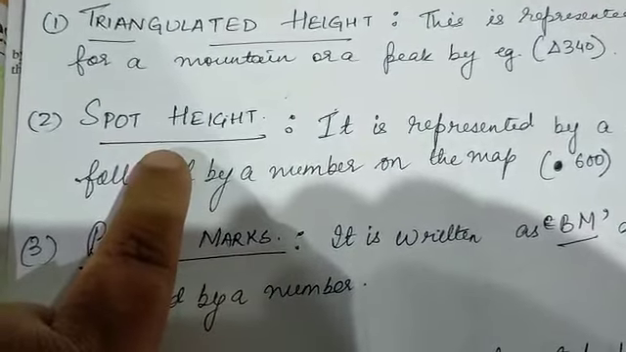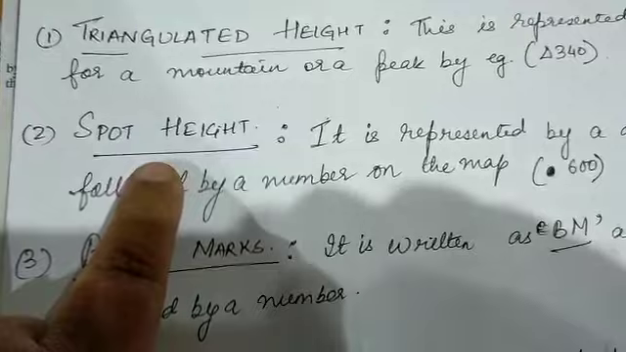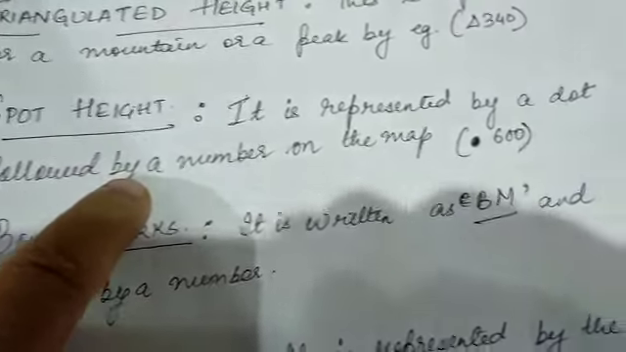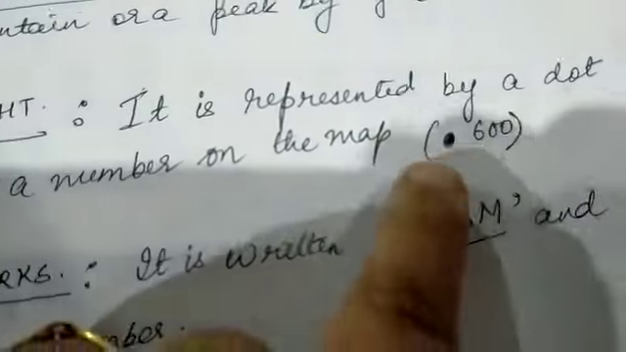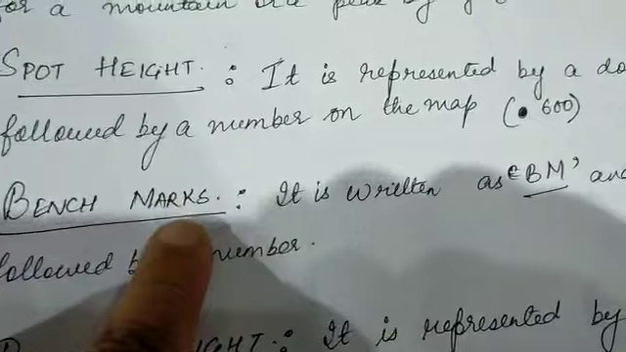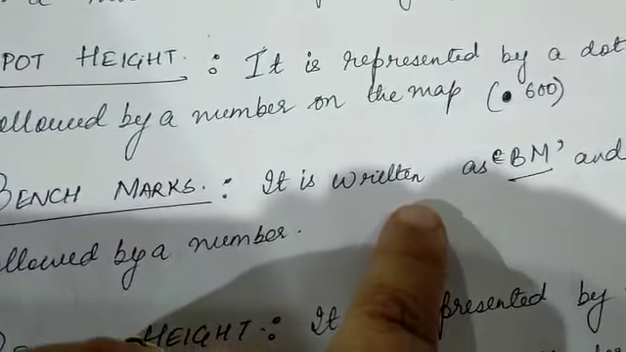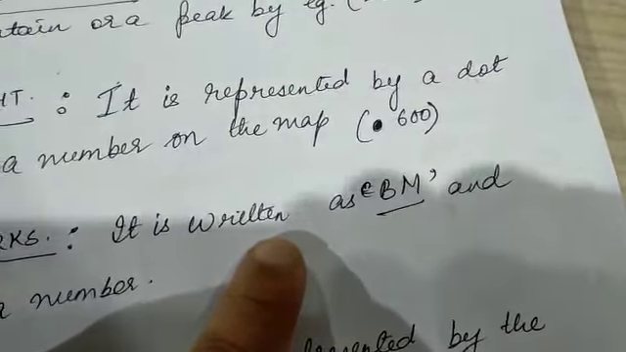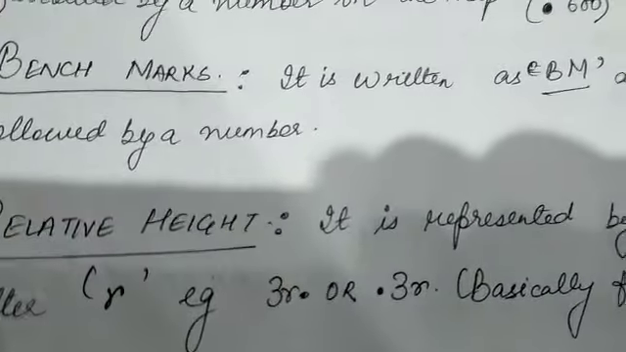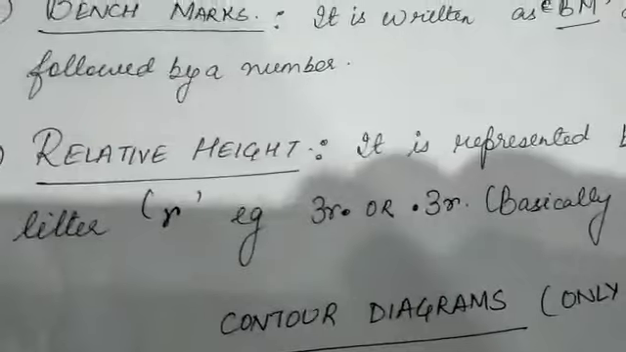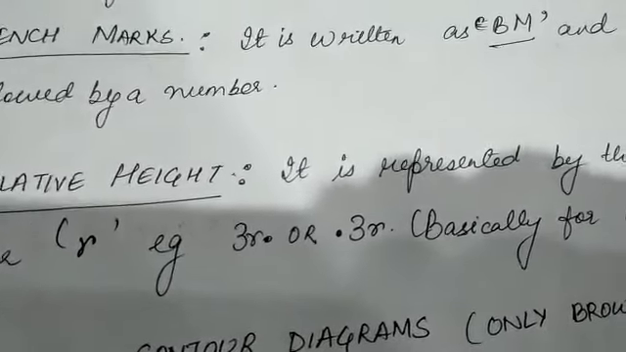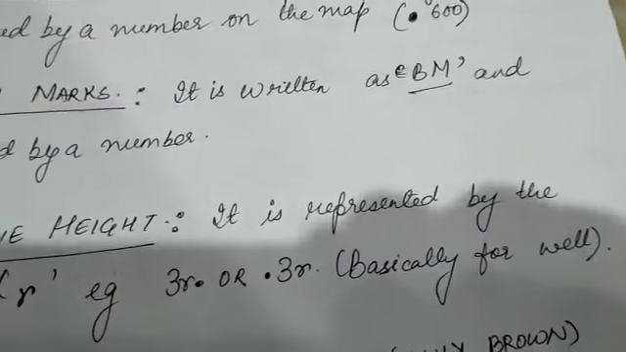Then we have the spot height, which is denoted with a dot on the survey sheet followed by a number, a bold dot and 600. This shows your spot height. Then we have the benchmark, which is represented on a survey sheet by capital B and M followed by a number. Then we have the relative height. It is represented by the small letter r, for example 3r, basically for a well.